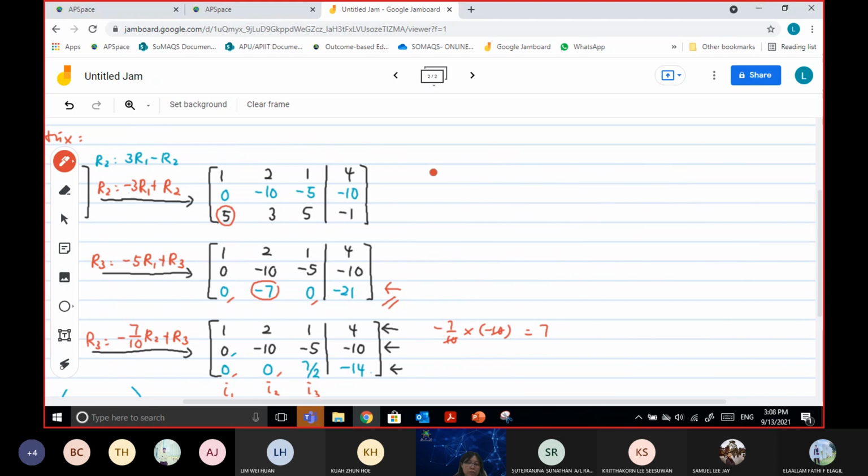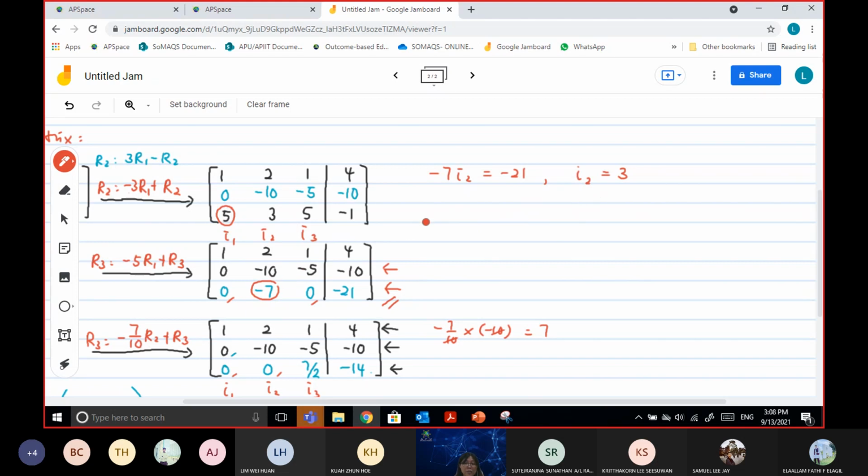That means for your third row, with I1, I2, and I3, you have negative 7 I2 equals negative 21. So from here, you can solve I2 as a positive 3. Then followed by the second equation. As long as you have only one unknown, then you can solve it. Then for the second row, because you have 1, 0, you have 2 unknowns.